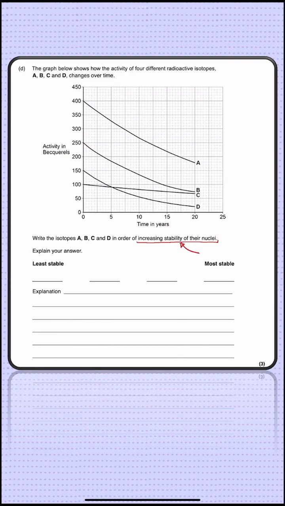This is all to do with how quickly they decay. Because if they're more unstable, they're going to decay faster. They're going to give off a lot of radiation. So how quickly they decay. How can you work out which one is giving off the most radiation from that graph then?